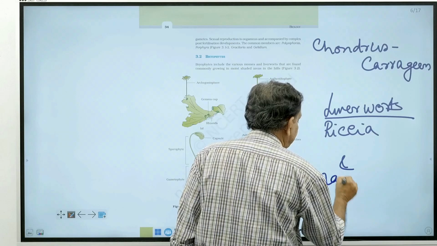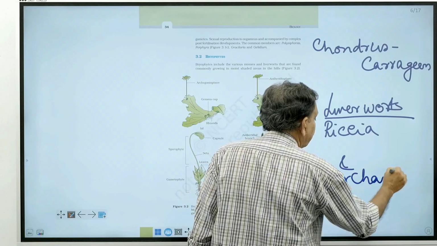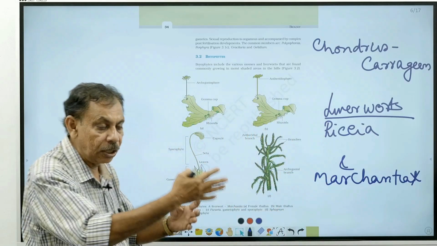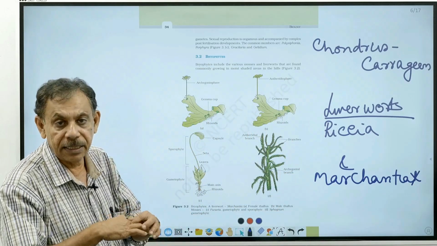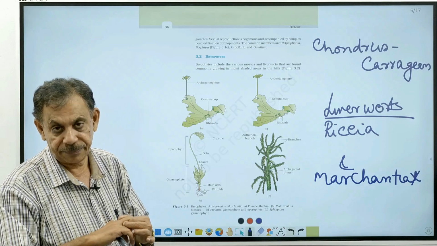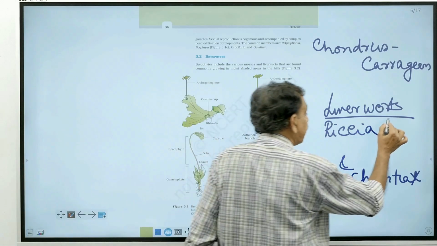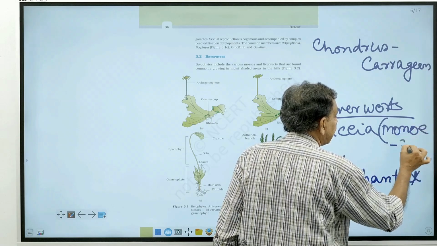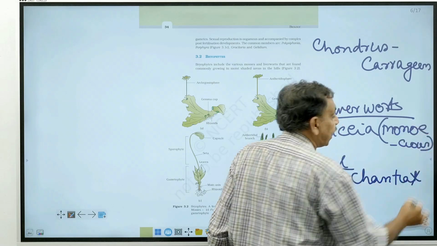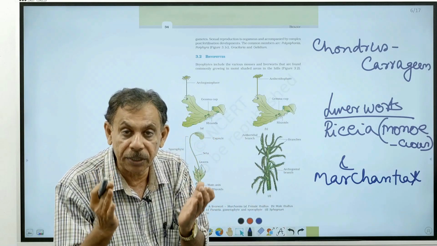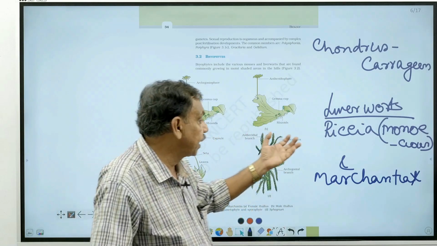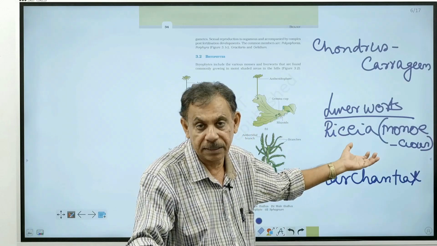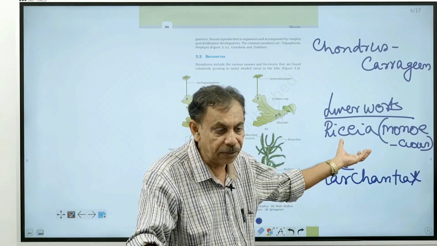Riccia and Marchantia. What is the basic difference? They both have a flattened thalloid body. Riccia is monoecious. What is the meaning of monoecious? Both male and female sex organs are present on the same thalloid structure. That is called monoecious. Both sex organs are present, male and female, on the same plant, the same thalloid structure.